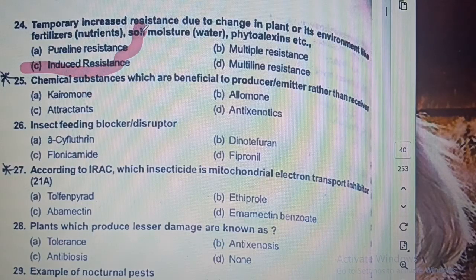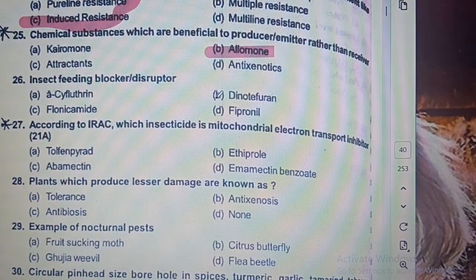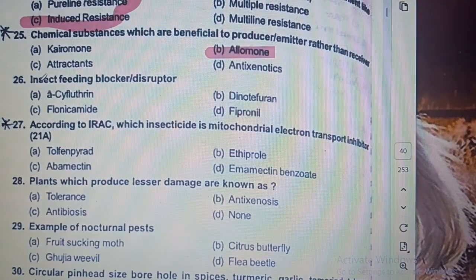Next question: chemical substances which are beneficial to the producer or emitter rather than the receiver. Those kinds of substances are known as allomones. If it is beneficial for the receiver, not for the producer, then it comes under kairomones. Then attractants, the allomones work as attractants. Okay, so remember this also.